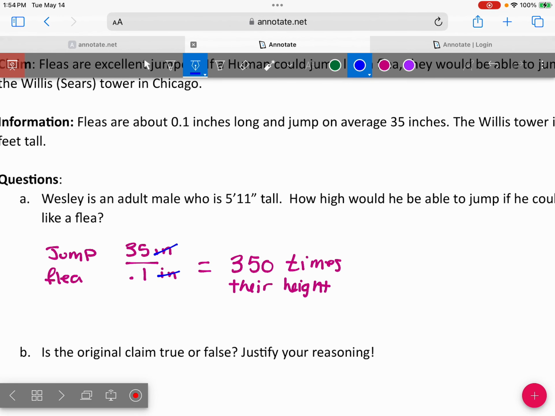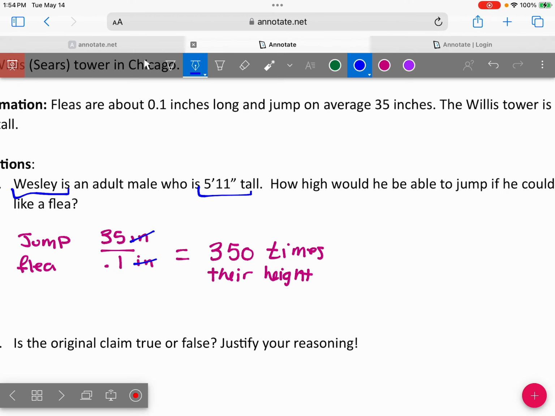So then we're going to look here at Wesley, who is an adult male who's 5'11". And I want to know if he could jump like a flea. So if he could jump 350 times his height, would he make it over the Sears Tower, Willis Tower? I cannot correct it. It has been the Sears Tower since I was a child, and I cannot fix it.